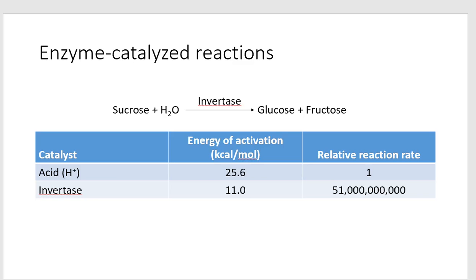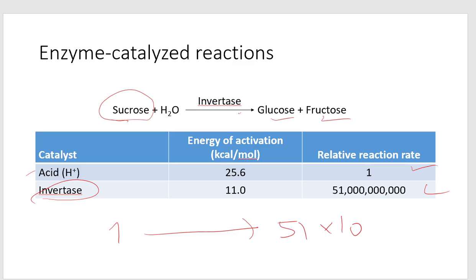So enzymes are extremely efficient catalysts. For example, here there's a comparison with an acid catalyst. We have the invertase enzyme. It catalyzes the hydrolysis of the sucrose molecule. Then it forms glucose and fructose as products. And here you see the relative reaction rates. If we use an acid catalyst in this reaction, it's just 1. But when we use the enzyme, the reaction rate dramatically increases, like 10 to the 9. So enzymes are extremely efficient catalysts. Okay, let's continue.